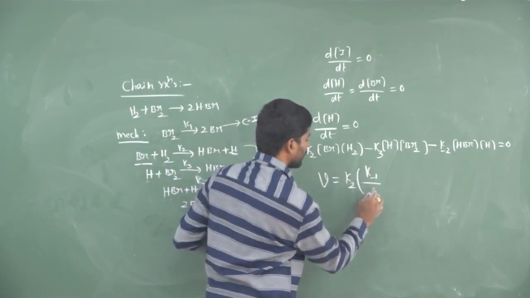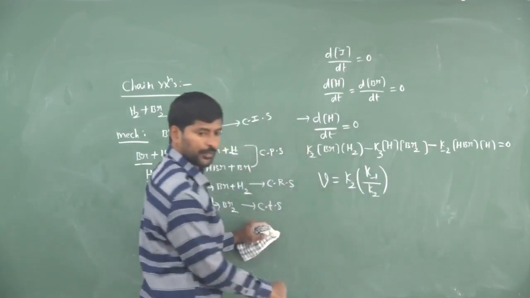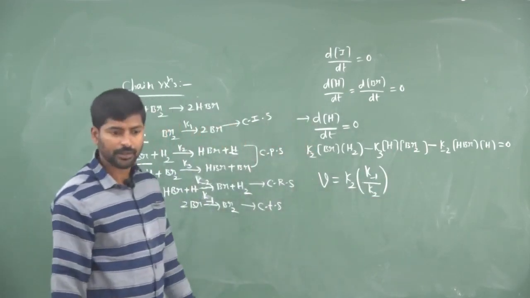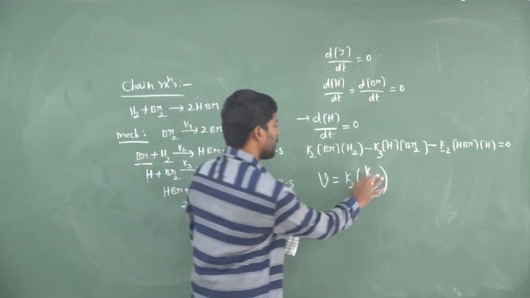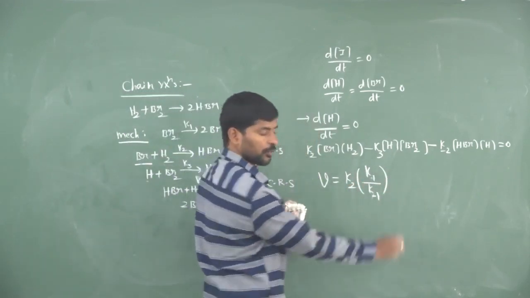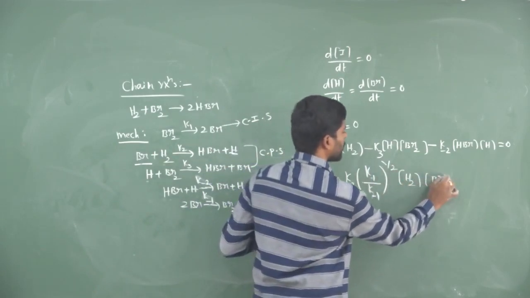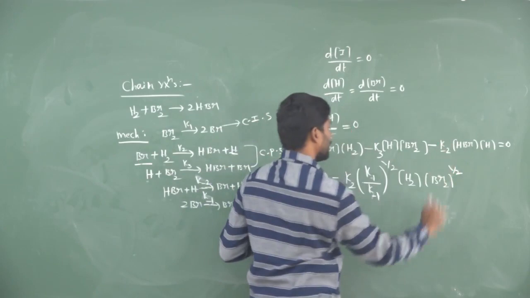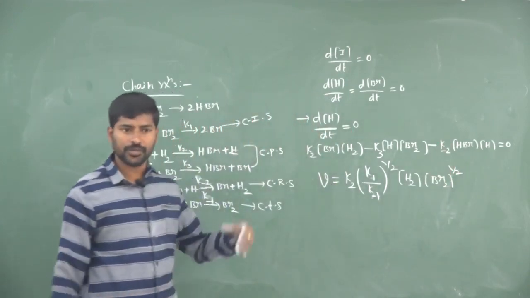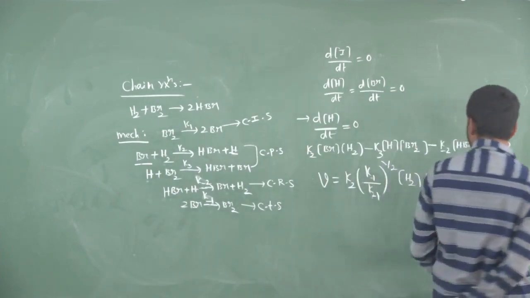K2 into K1 by K minus 1, all power 1 by 2, into concentration of H2 into Br2 power 1 by 2. So by following steady state approximation, if you do further derivation, this is the final rate equation we will get.